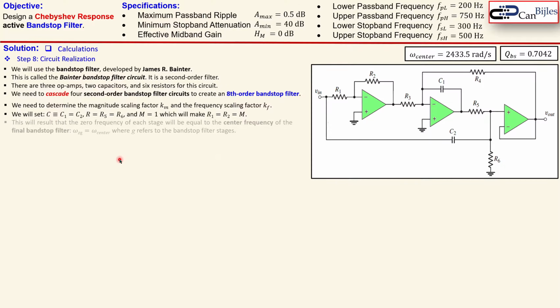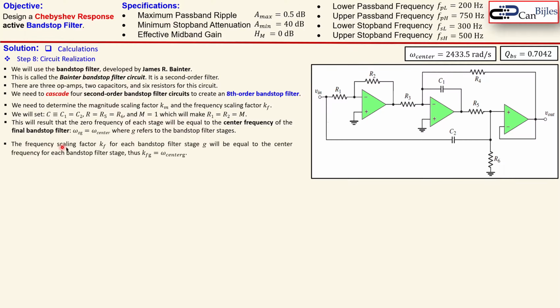Now this will result in a zero frequency, by choosing this of each stage, that will be equal to the center frequency of the final bandpass filter. That means the omega z of each stage will be the omega center, which was actually calculated here. The frequency scaling factor of each bandstop filter will be equal to the center frequency of each bandstop filter stage using this formula.